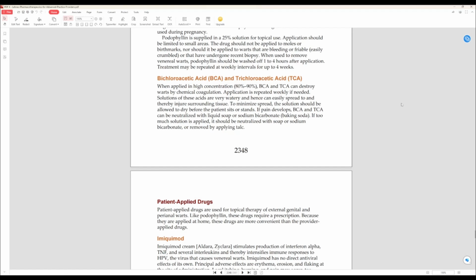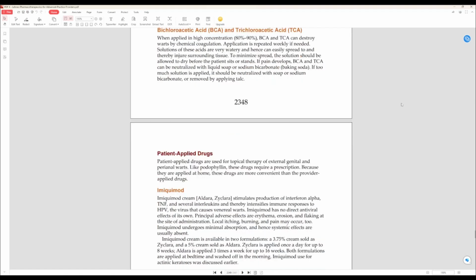Solutions of these acids are very watery and therefore can easily spread to and thereby injure surrounding tissue. To minimize the spread, the solution should be allowed to dry before the patient sits or stands. If patients develop irritation, BCA and TCA can be neutralized with liquid soap and sodium bicarbonate or baking soda. If too much solution is applied, it should be neutralized with soap or sodium bicarbonate or removed by applying talc. Now, the patient-applied drugs.